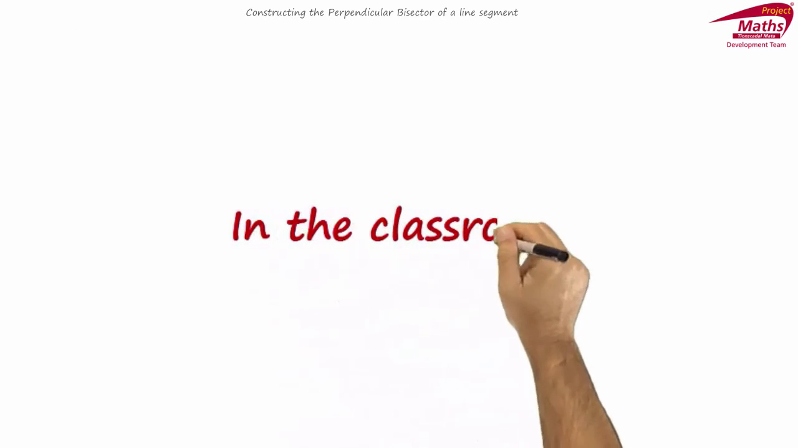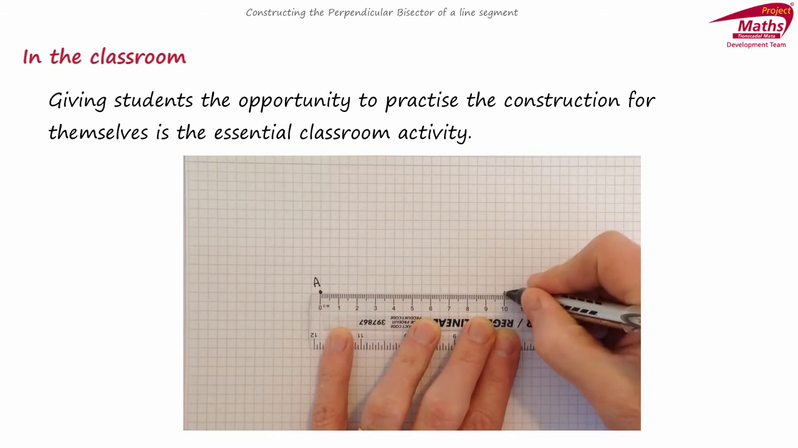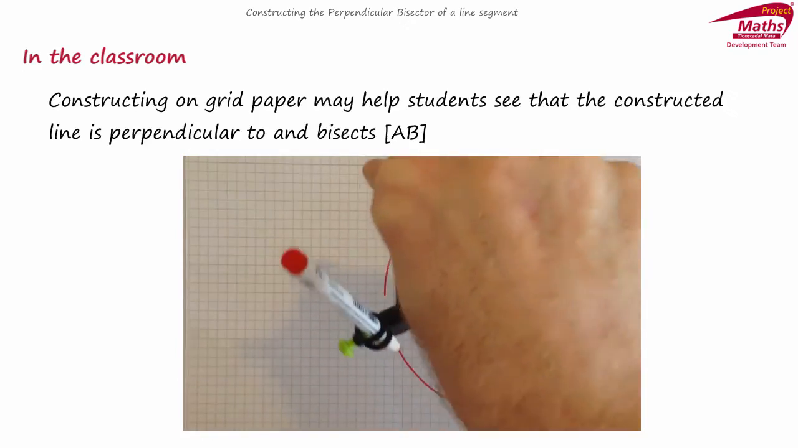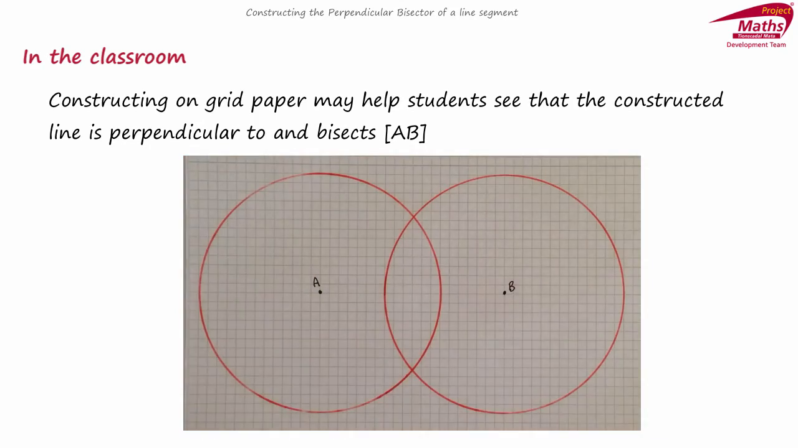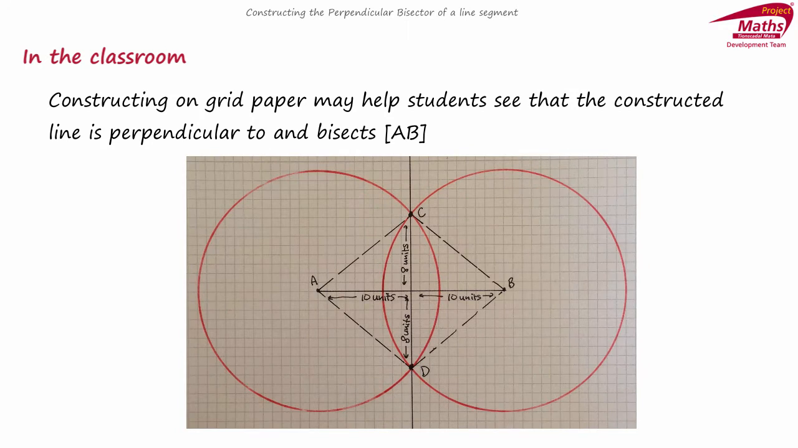In the classroom, giving students the opportunity to practice the construction for themselves is the essential classroom activity. Constructing on grid paper may help students see that the constructed line is perpendicular to and bisects the line segment AB.